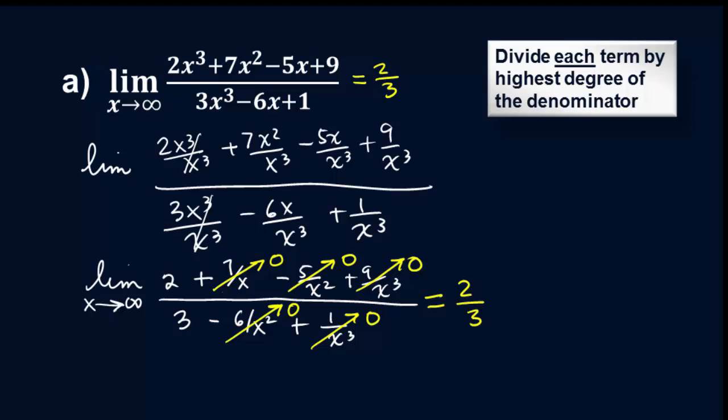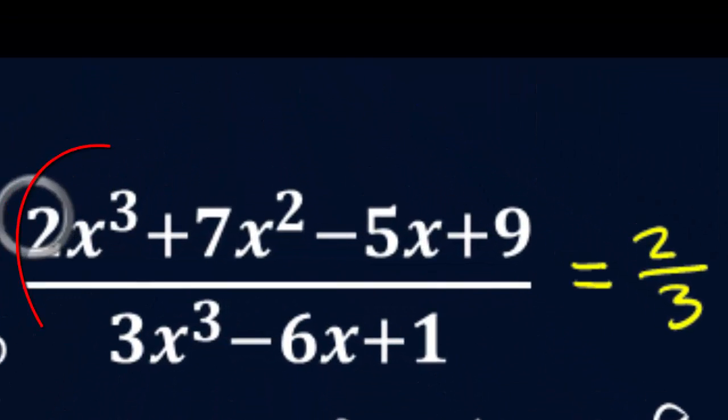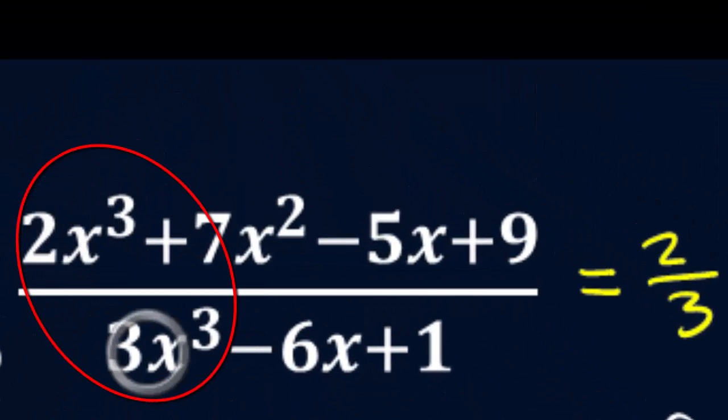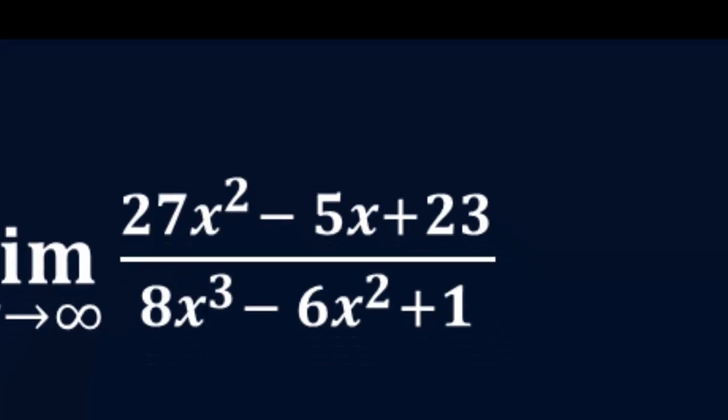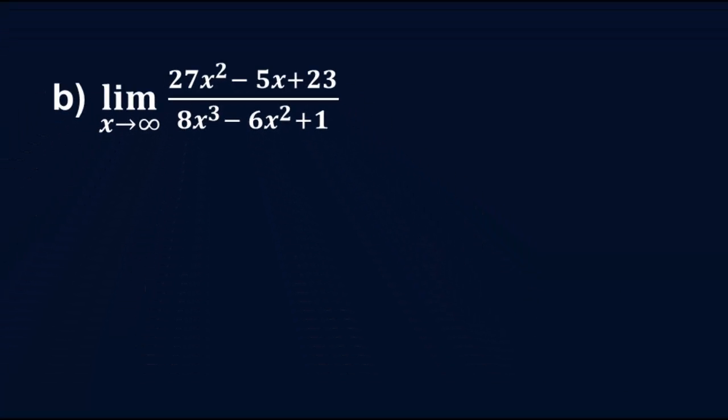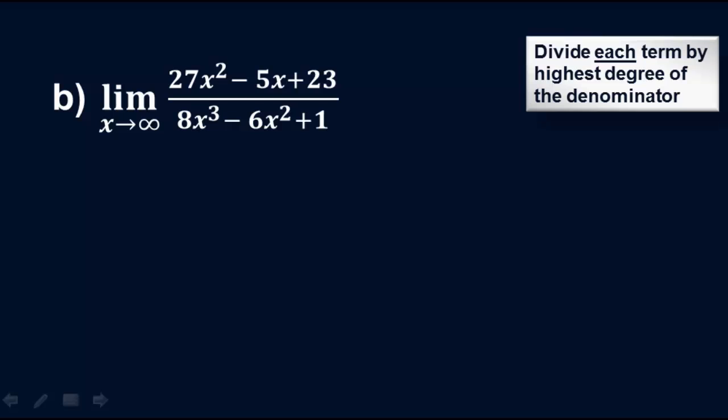Let's go ahead and think about where the 2/3 came from. You can see that it's the coefficient of the leading term of the numerator divided by the coefficient of the leading term of the denominator. Okay, let's see what is happening in letter B. Again, what do we do? We divide each term by the highest degree of the denominator. Let's go ahead and do that.